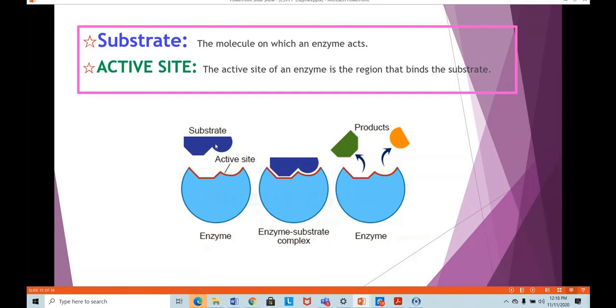Clear, girls, as to what is substrate and what is active site? Oh, yes, Miss. Any questions? Miss, what is Pepsin or something? I'm sorry? What is the enzyme Pepsin?